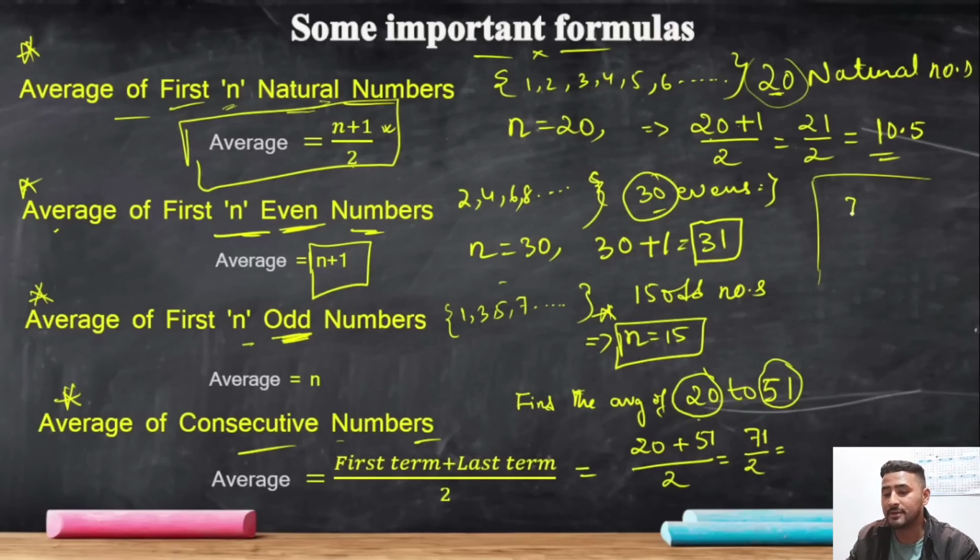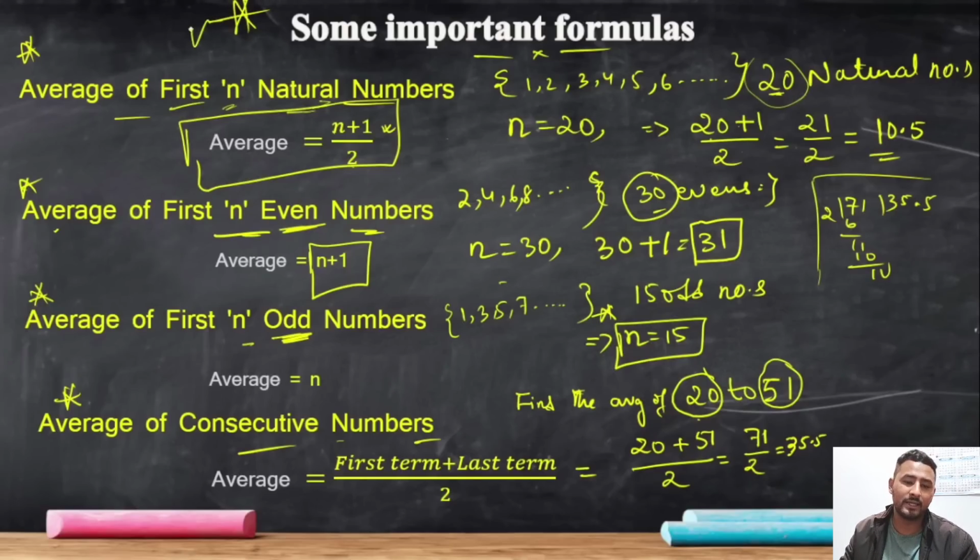When you divide this one, how much are you getting? 71 divided by 2 gives 35.5. So the answer here is 35.5. I hope it is clear. You can do it this way. Remember, whenever the average of consecutive numbers is asked, you use the formula: first term plus last term divided by 2. Save it as important, you might get this type of question.